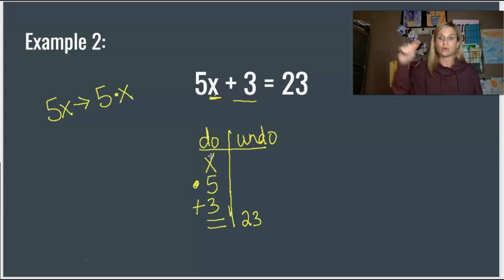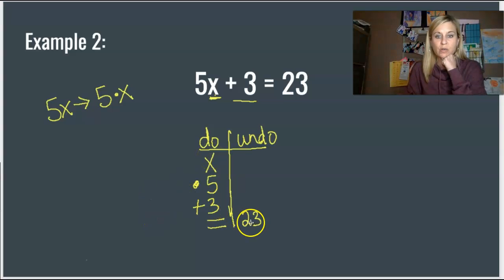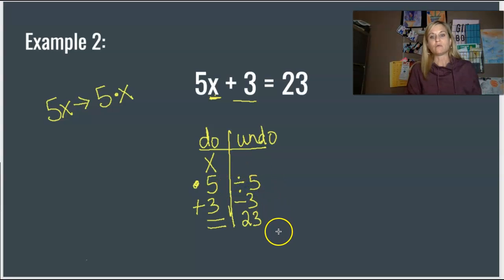Okay, so now we know what we did. Now we have to undo all of that. So starting at 23, the opposite of add 3 would be subtract 3. The opposite of multiply by 5 would be divide by 5. So now we're working from the bottom to the top. 23 minus 3 gives you 20, and 20 divided by 5 gives you 4. So X equals 4.